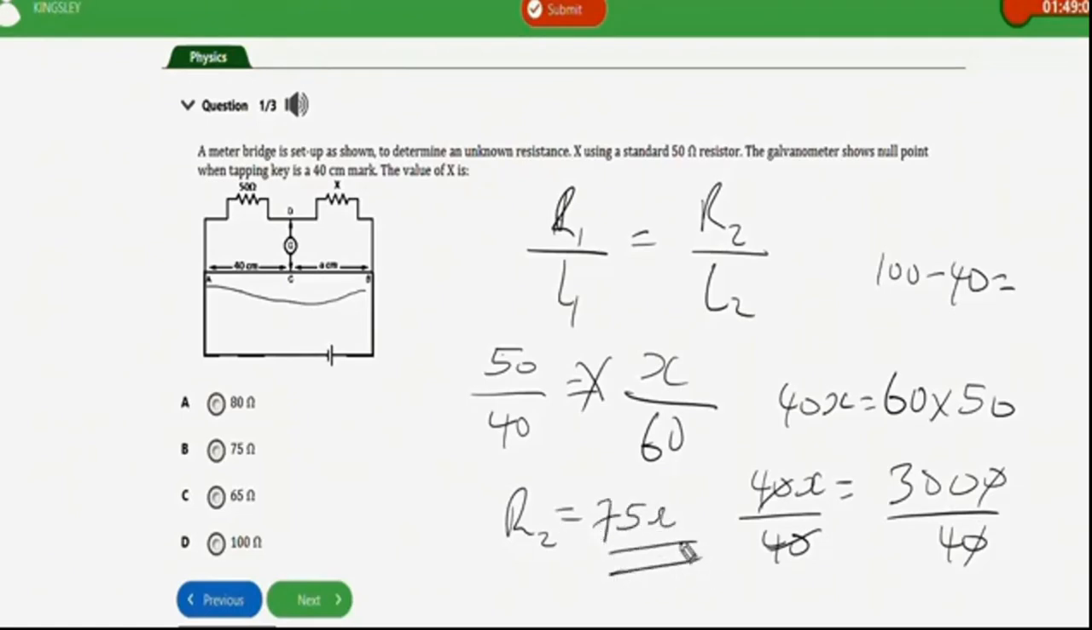Okay, so that's it for this particular question. It's as simple as this. So let's wipe this now and solve the next repeated question.